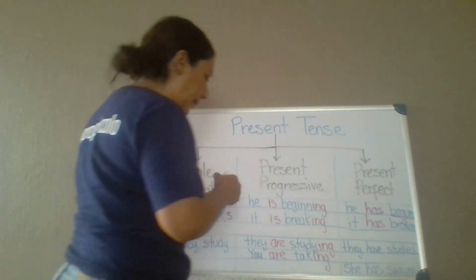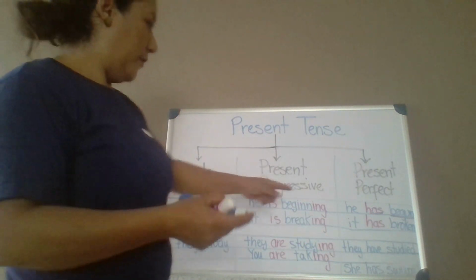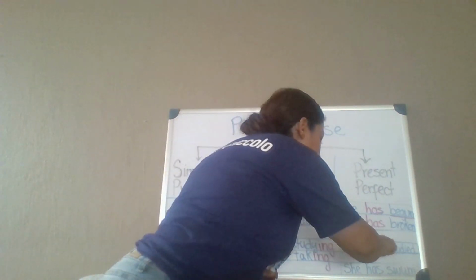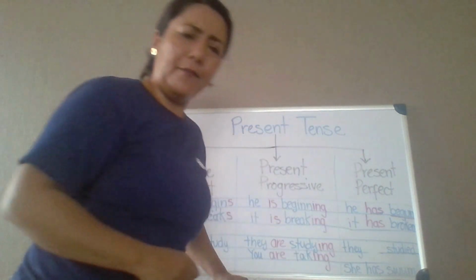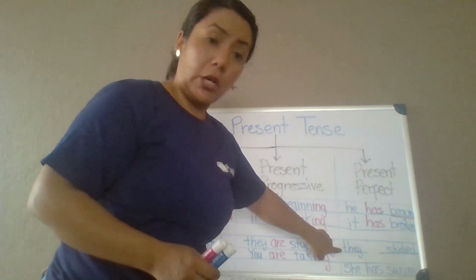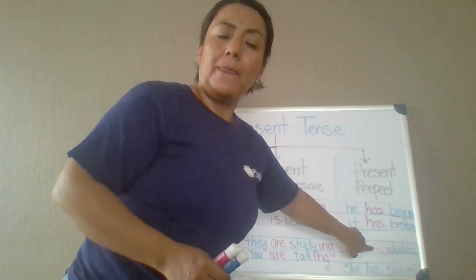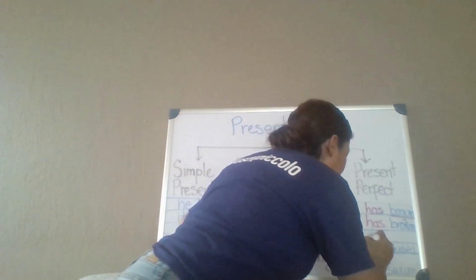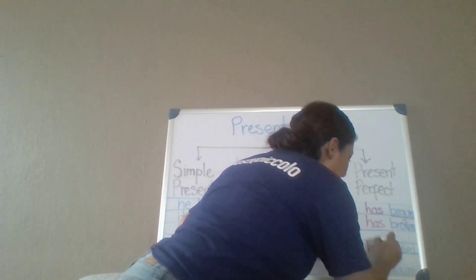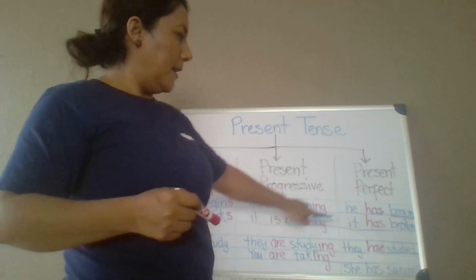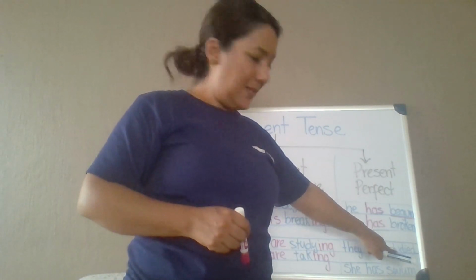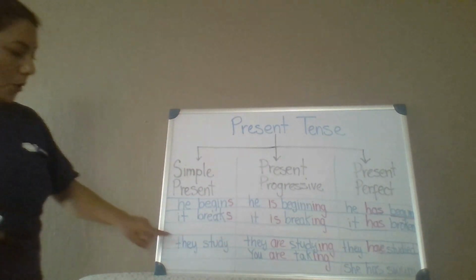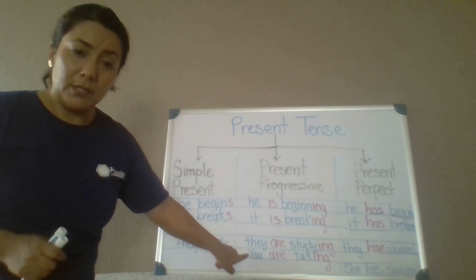Okay? Now, they gave you the present perfect. They have. Oops, it's not in red. Why have? Because the subject is plural. What is the plural form of has? Have. Correct. And study in participle is studied. Correct.